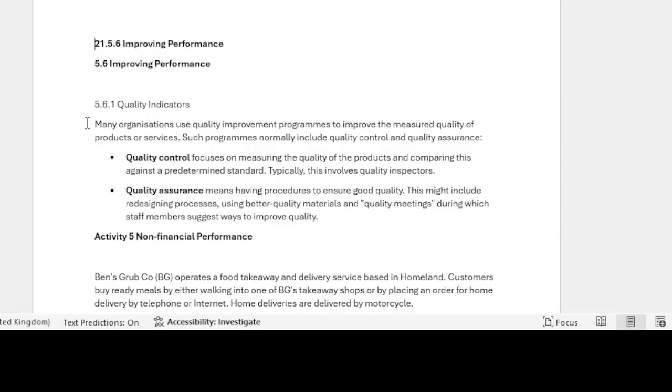And how can we improve the performance? We can improve the performance, one, by putting in place quality indicators.